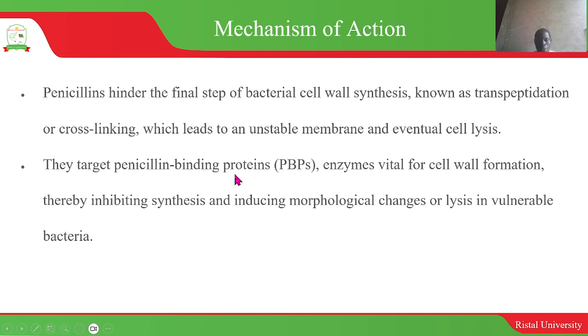They target the penicillin binding proteins, PBPs, enzymes vital for the cell wall formation. So they do this action by targeting this enzyme, because it is the enzyme that is responsible for the formation of the cell wall of the bacteria. So once our penicillins bind to this particular enzyme, the cell wall undergoes lysis, okay, thereby inhibiting the synthesis and inducing morphological change and even breakdown of the bacteria.